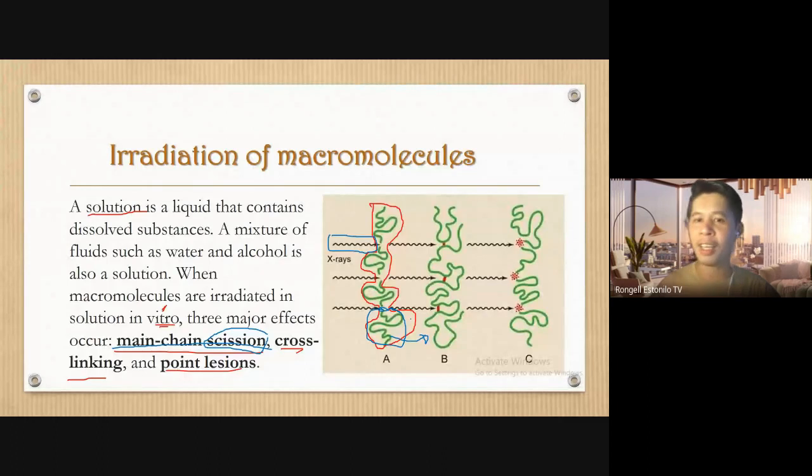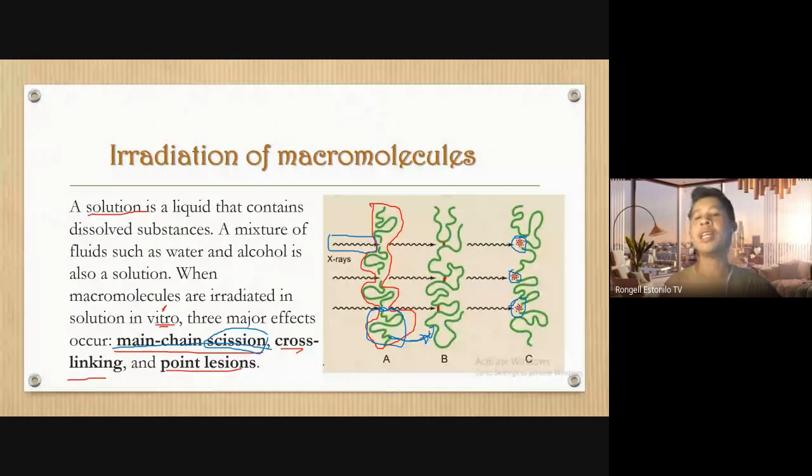Okay, so let's say an amino acid was removed from the long chain. So it will attach to another chain, no? So we can say this is a cross-linking. Point lesion, for example, something was observed here. Letter C. Some areas were observed to be swollen, uneven. So that's a point lesion.